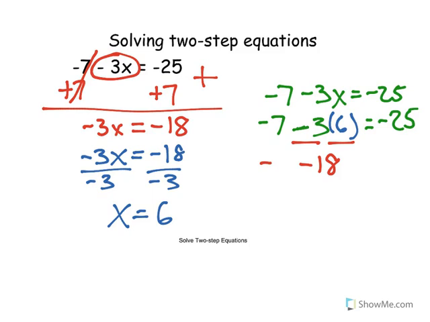I don't need to bring down another negative. I just bring down the negative 7. Again, negative 7 comes down. What's next? Negative 3 times positive 6 is negative 18 equals negative 25. Now I do negative 7 minus 18. I add the opposite, and I get negative 25. That's my check. That's my proof that x is 6.